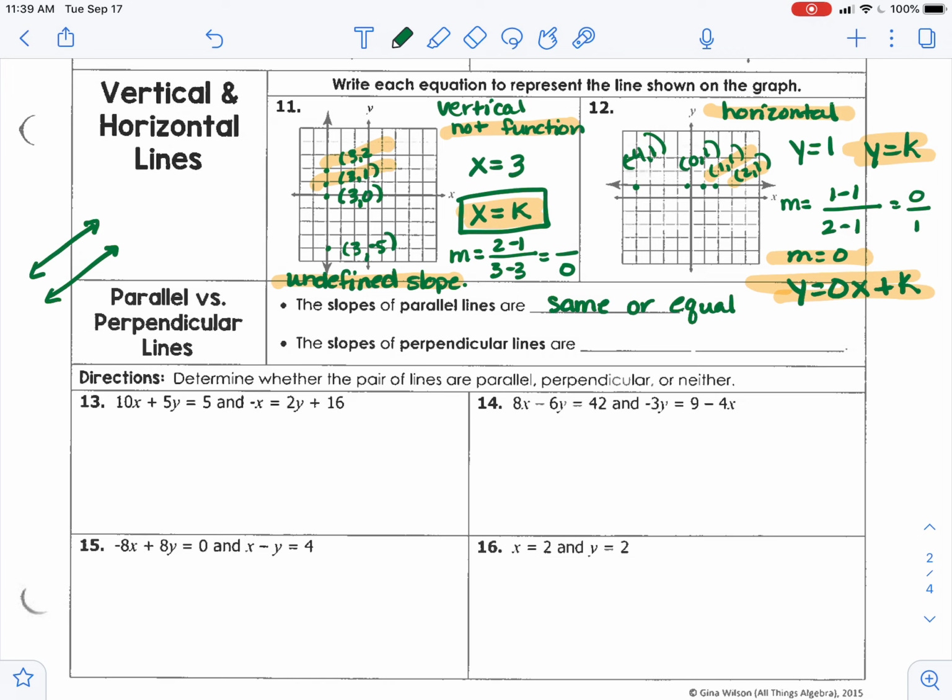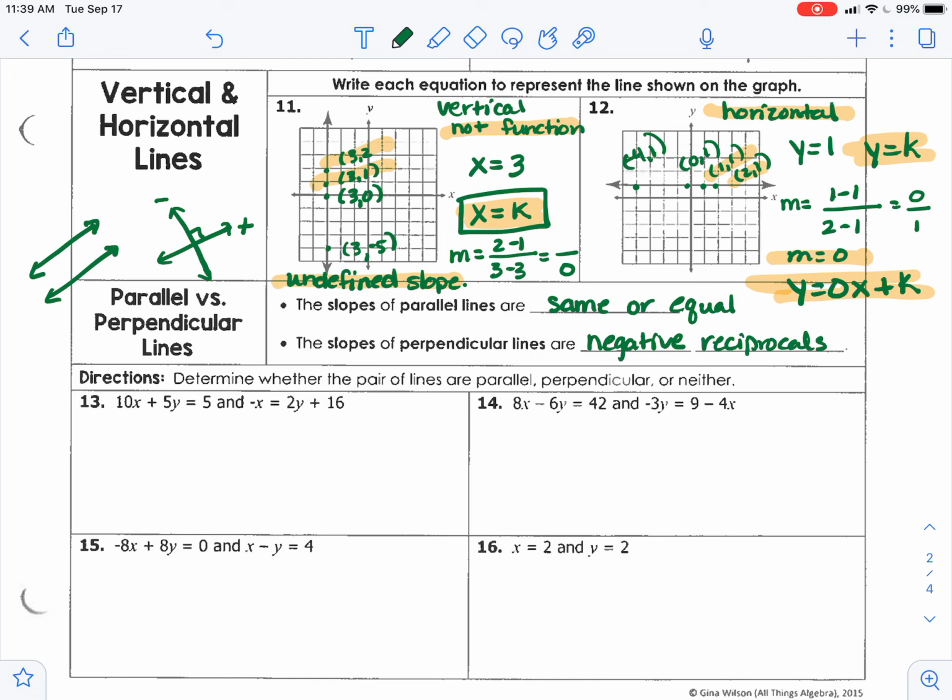So if one has a slope of 2, the other's going to have a slope of 2. Then when you do perpendicular lines, again, I'm going to draw it at an angle. I think it sometimes helps. On that, if you'll notice, this one has a slope that is positive, this one has a slope that is negative. And so when we talk about the slope of perpendicular lines, we say that their slopes are negative reciprocals.